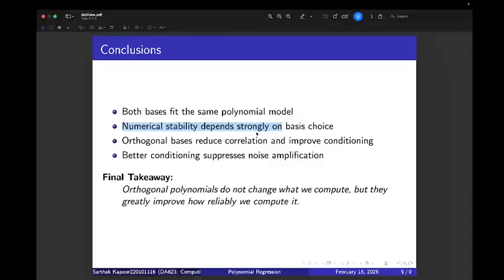So the final takeaway is that orthogonal polynomials do not change what we compute, but they greatly improve how reliably we compute it. The difference won't be in the exact fit, but in the numerical stability: the way we compute it will be much easier and less prone to changes in the input, less sensitive to the input directly.